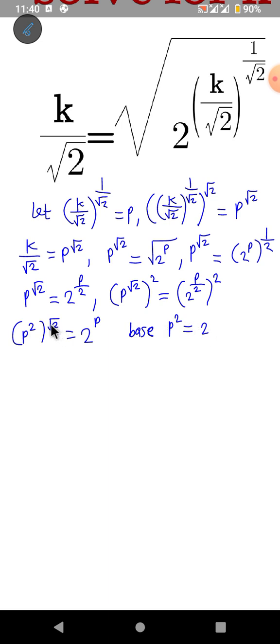Then the power here is root 2, while the power here is p. Then from here, if I take the square of both sides, take the square of this side, take the square of this side, then 2 will divide the square root sign. So we have 2 equal to p squared. So therefore, p squared equals 2, in any way if I compare base or if I compare power.